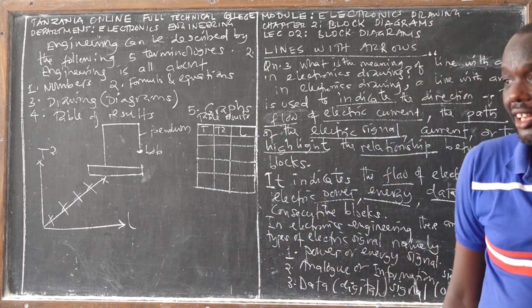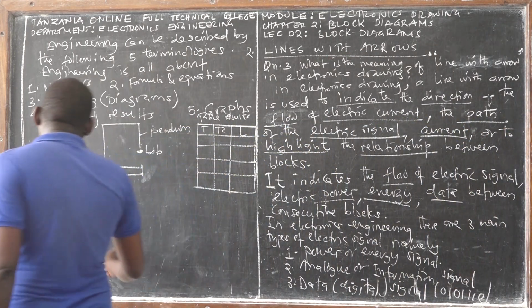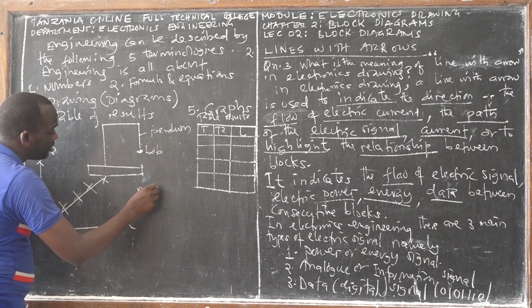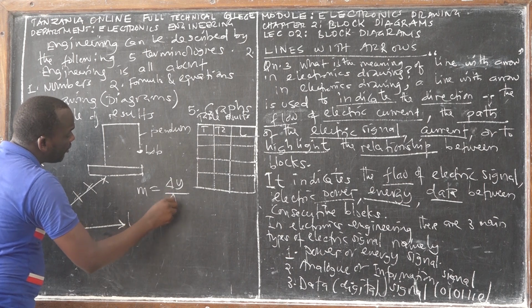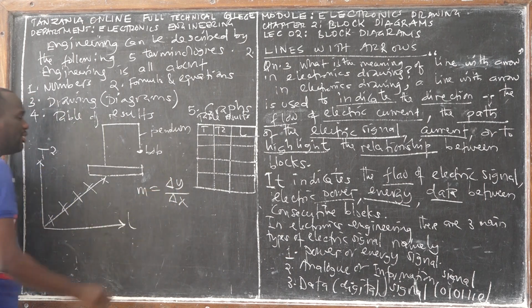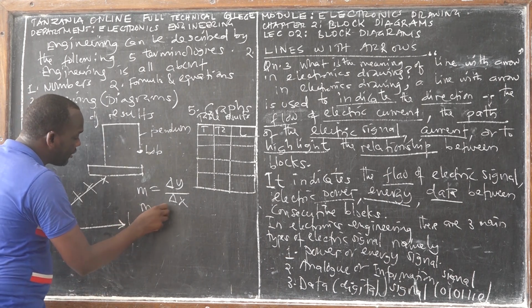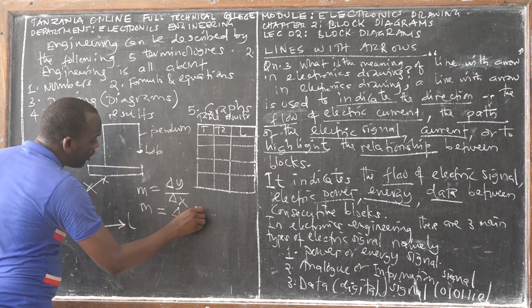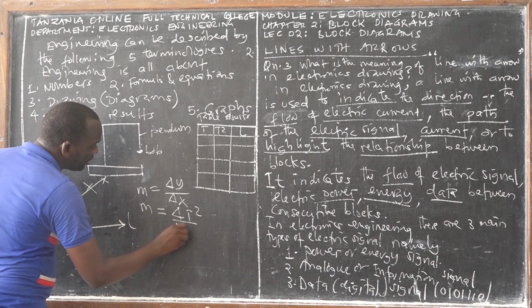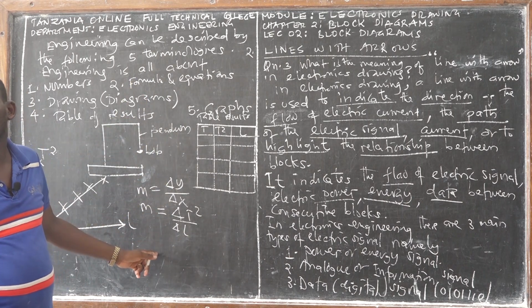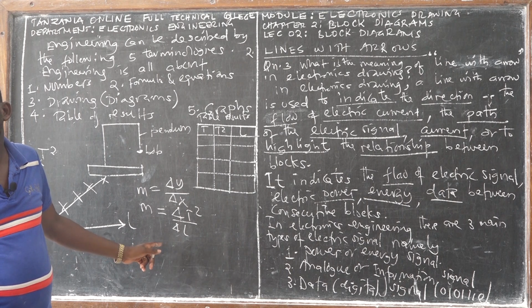Are we together? Then after that, you'll be given some questions. One of the questions will ask you to find the gradient of your graph. Then you know that the gradient is equal to change in y over change in x. So for our case, the gradient for this system will be the change in the square of the period over the change in length. This is the formula. They are using the formula.